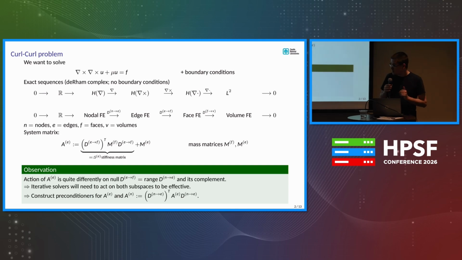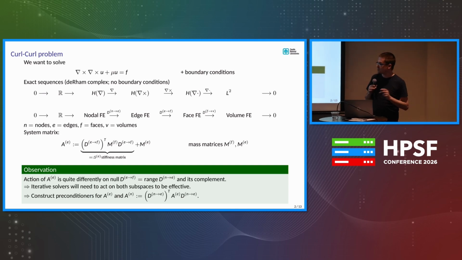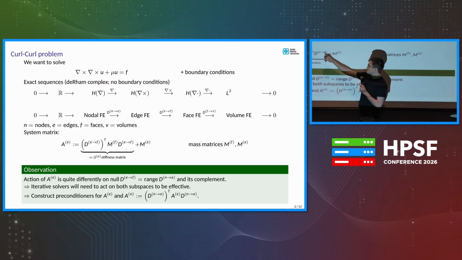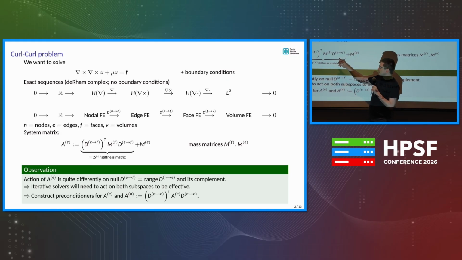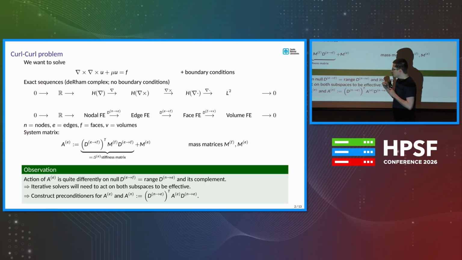And so what that means for us is that we really need to precondition on two different spaces. We need to precondition one on the space where this second order differential operator is actually active. And we then also need to precondition on a second space that is related to the null space of that operator.